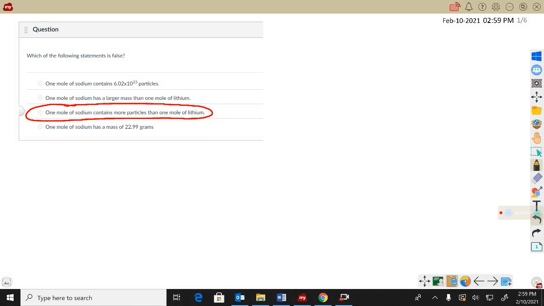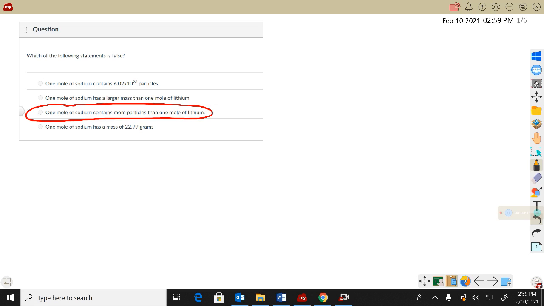Here's the answers to the practice quiz on moles. If you can do this, you can do anything, right? Question 1, which of the following statements is false? It should be the third one listed here. 1 mole of sodium contains more particles than 1 mole of lithium.